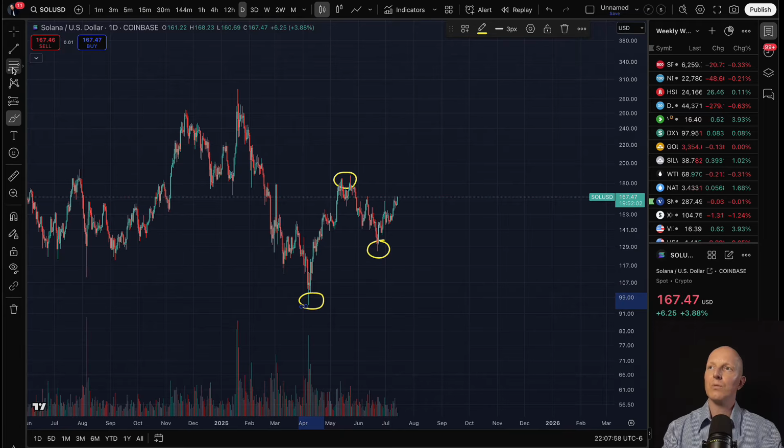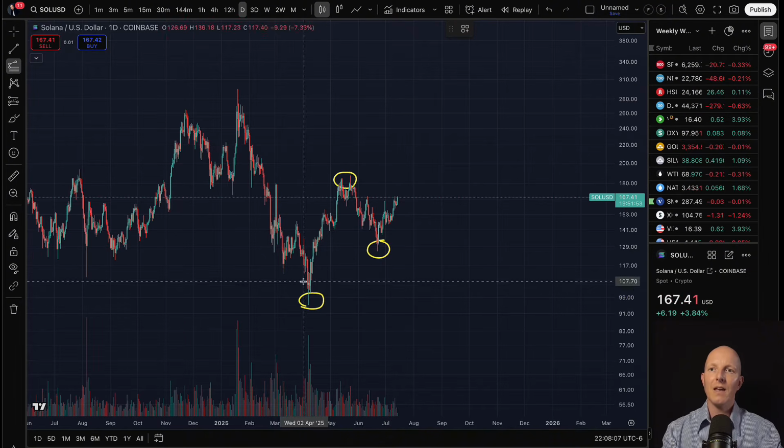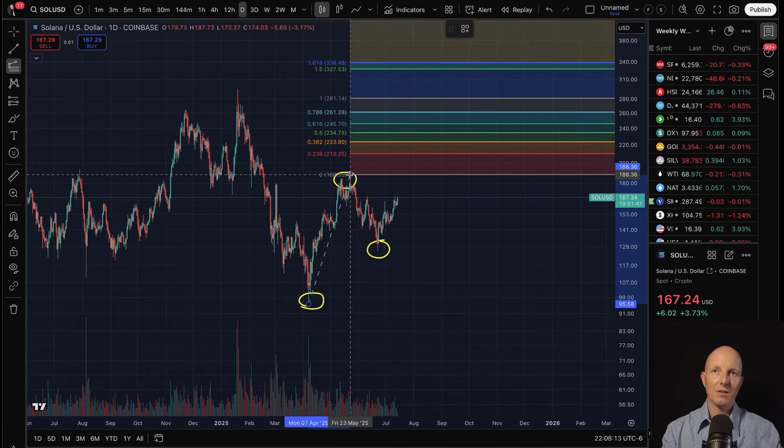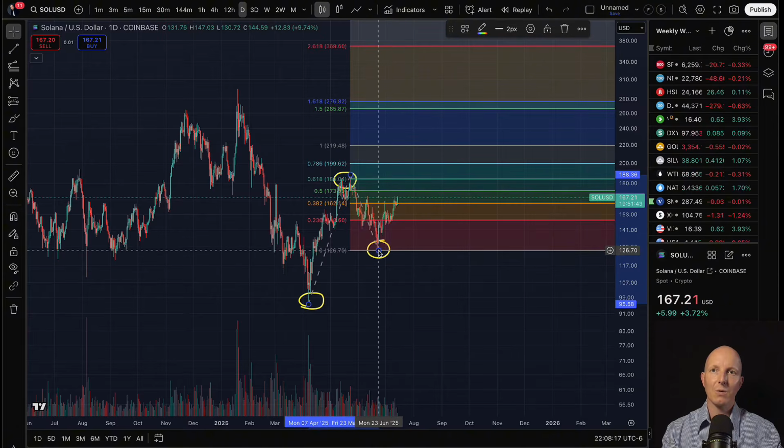And so what we'll do is we'll go to the Fib extension tool. It's the third tool down, hold down, then the first is the retracement, then the trend-based Fib extension. And so we're going to pick 0.1, and then our high right here, 0.2, and you'll see we get our levels, but we're not done. Then we have to anchor it to this low right here, which is 0.3.